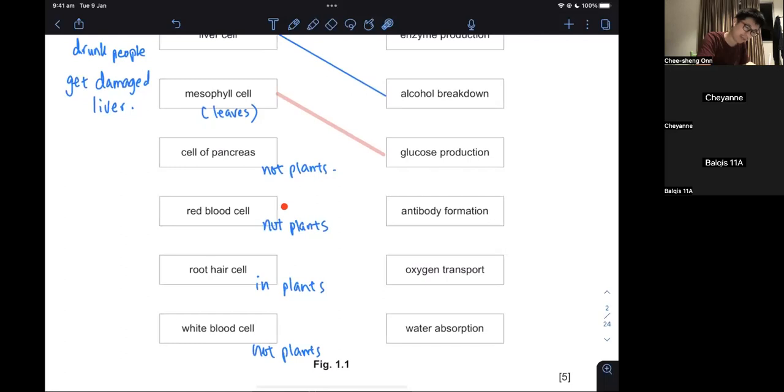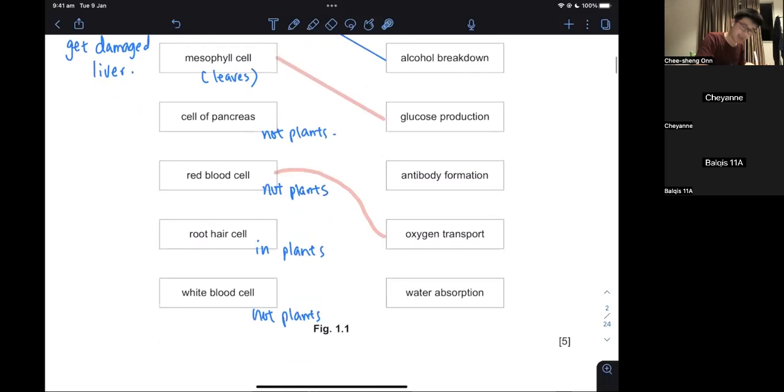So what is the use of red blood cell then? Oxygen transport. Definitely, because that is what you use in the body to transport oxygen around the body. Now, white blood cell. So Chayan, white blood cell, back to you. What is white blood cell used for? Do you have any idea?